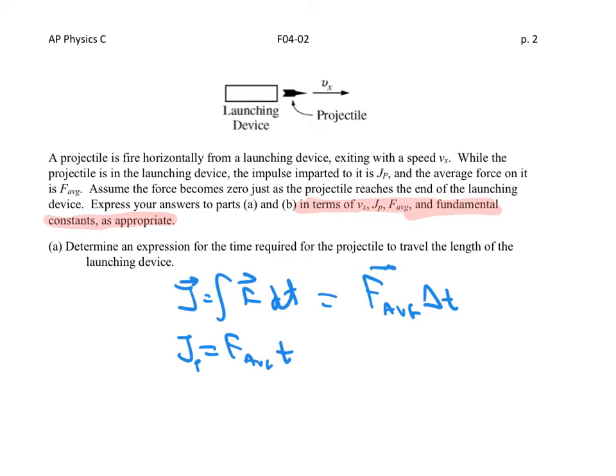And say, well, the time, we'll call time 1. So this would just be Jp over F average. The rubric says you get 1 point for a correct equation relating force, time, and impulse, and 1 point for solving it for delta t, which is kind of interesting.